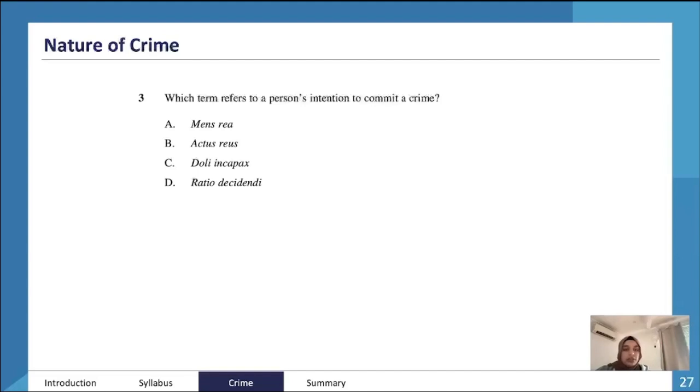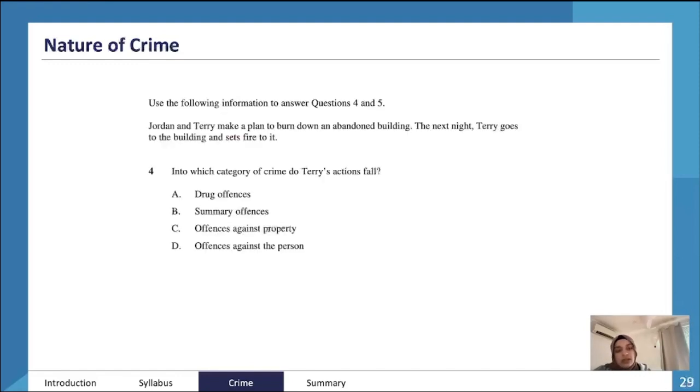Alright, so which term refers to a person's intention to commit a crime? Is it A, mens rea, B, actus reus, C, doli incapax, or D, ratio decidendi? The answer for this one is going to be mens rea. It's the intention to commit the crime. They have the guilty mind. So that one was fairly simple.